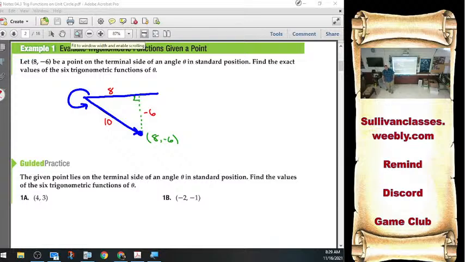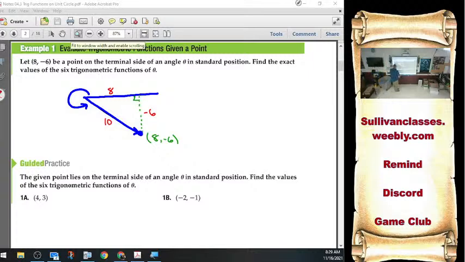Because -6 squared is 36, right? So I can still do Pythagorean with negative things. That's why all of this works on the coordinate plane. And then once I have that, you can find all your ratios, right?